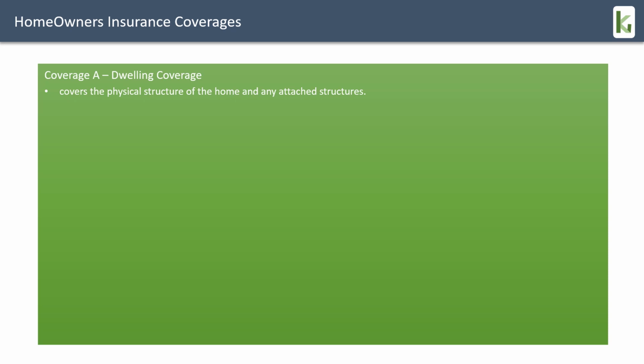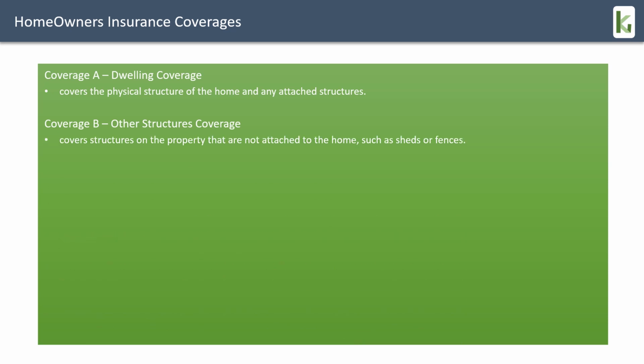Why? Because HO4 is renter's insurance. Then we have coverage B, that is other structures coverage, which covers structures on the property that are not attached to the home, such as sheds or fences. It covers other structures around the property which are not used for business, except a private garage. Typically limited to 10 to 20% of coverage A, with additional amounts available by endorsement. Now again, this is not provided for HO4.